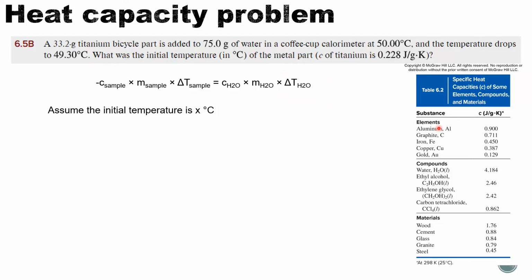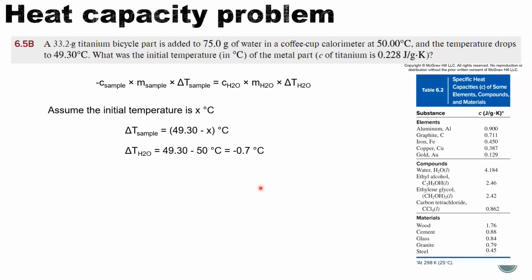Assume the initial temperature of the sample is x degrees Celsius. So write it out, the temperature change for the sample. Please remember the delta T also always uses the final minus the initial, okay? So the delta T of the sample is 49.3 minus x, final minus initial. The delta T of water is final minus initial again, 49.3 minus 50, which equals negative 0.7 degrees Celsius. So the negative means the temperature dropped, okay?